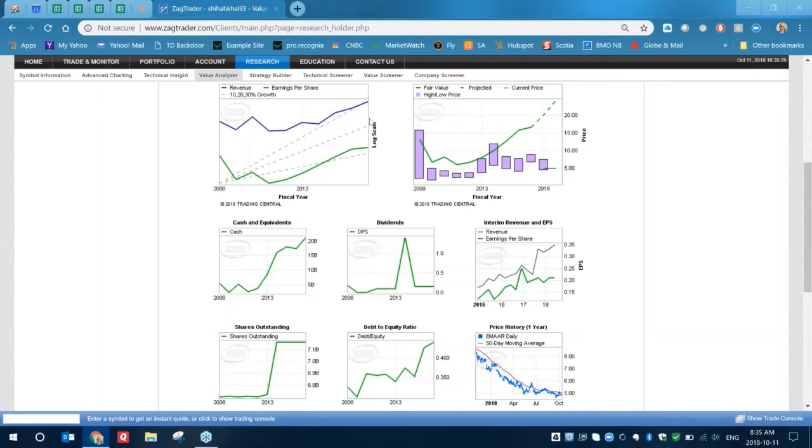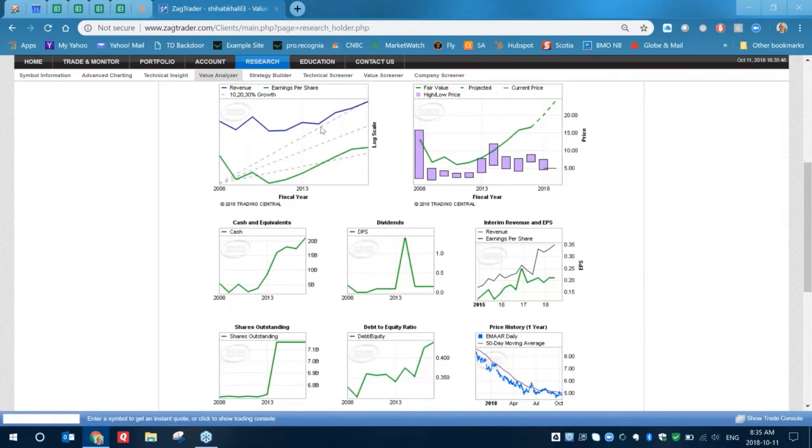And notice that this chart is plotted on a log scale, so it doesn't matter what the numbers are, but what we're looking for is nice, straight, consistent lines from the bottom left to the top right. So on a log scale, a company that's growing its earnings at a continuous annual growth rate will be a straight line. So straight lines are very good in this particular chart. So EPS looks very, very nice.